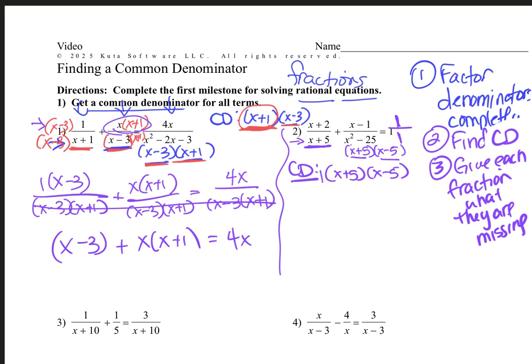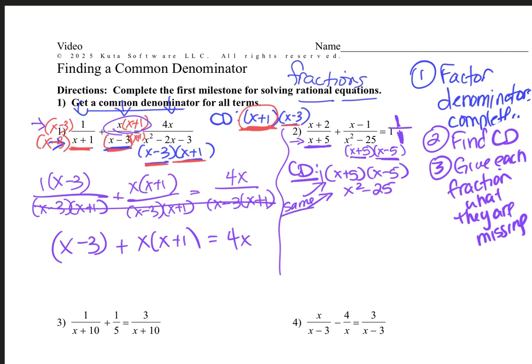So now what we have to do is multiply the top and the bottom by what's missing. What I like to do when I have one like this, and I know I'm going to be multiplying by both of them over here, is say to myself, well, x plus 5 times x minus 5 is the same as x squared minus 25.